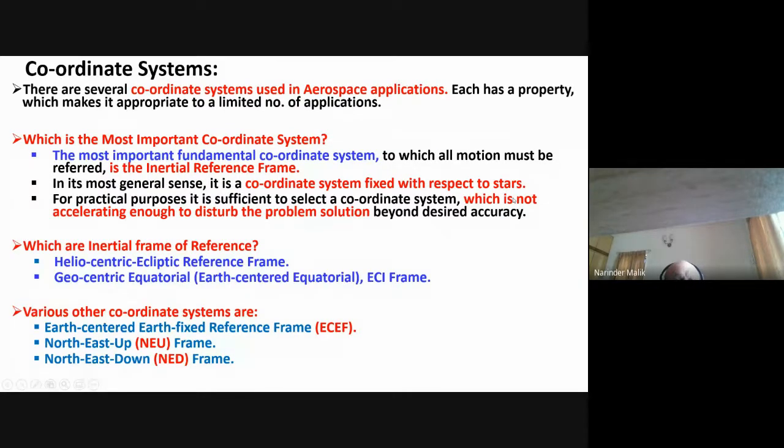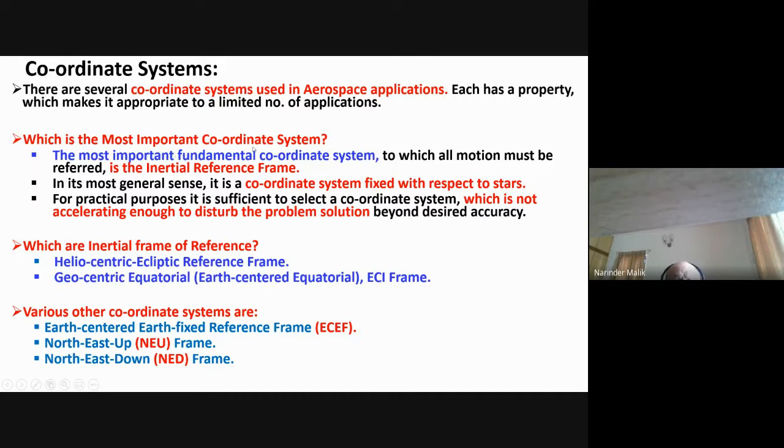Now let's come to the coordinate systems. How do we express the spacecraft orientation in the inertial frame, how do we represent an arbitrary orientation of the spacecraft? There are several coordinate systems used in aerospace applications. Each has a property which makes it appropriate to a limited number of applications. Now, I will deal with the various coordinate systems. First, let me come to the most important coordinate system.